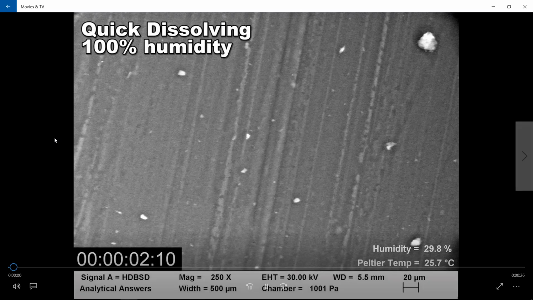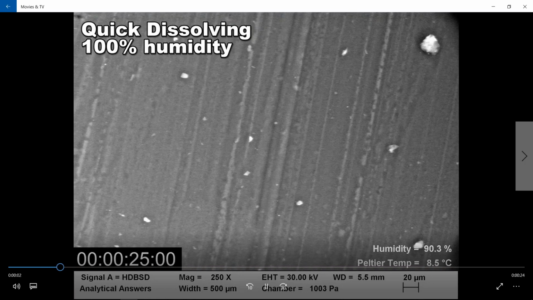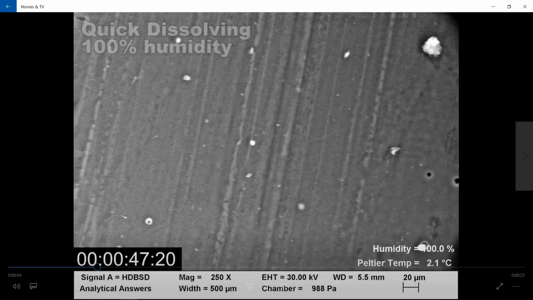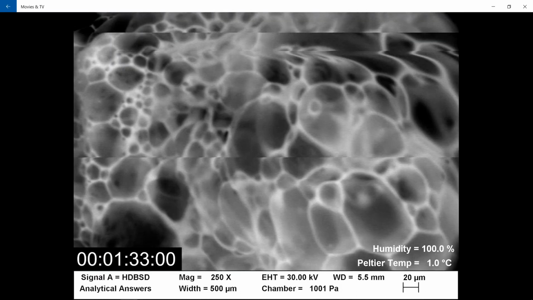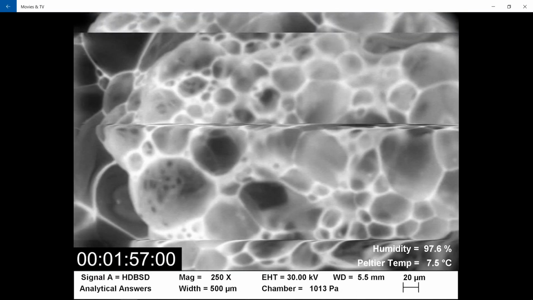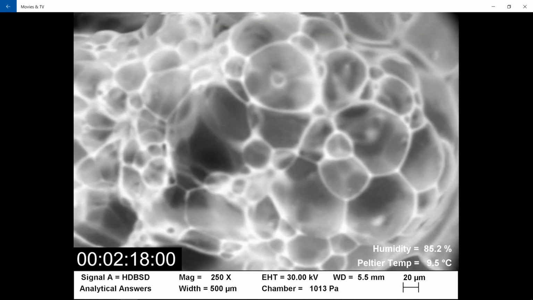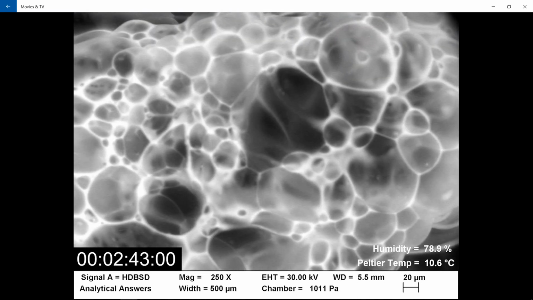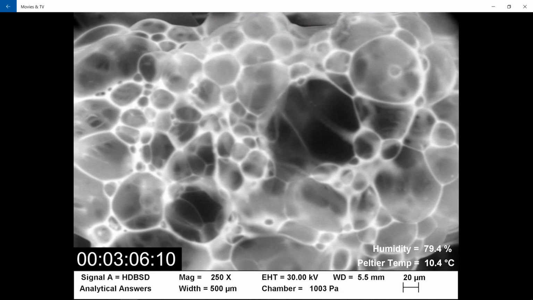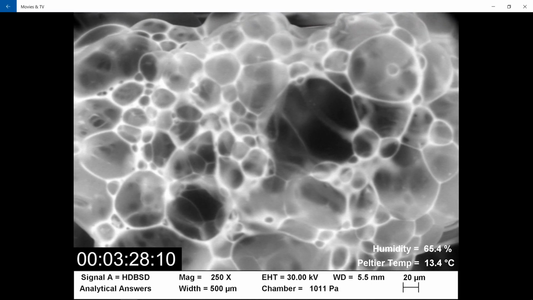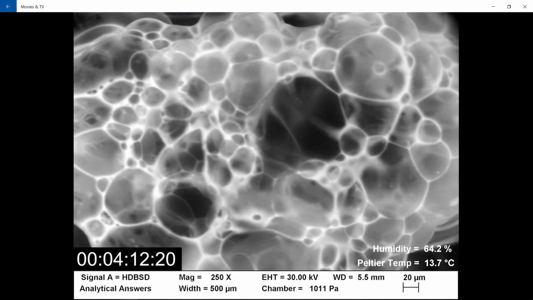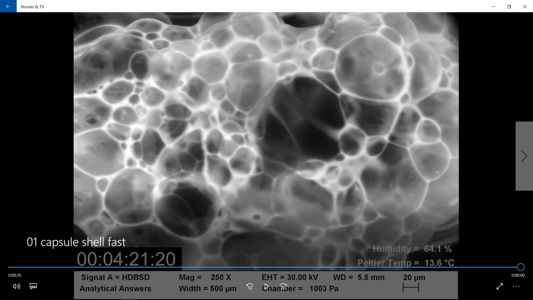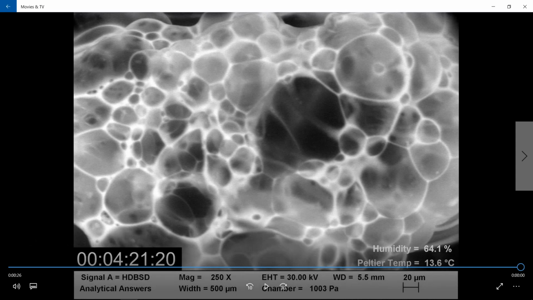So let's begin. Here's the quick dissolving capsule shell, and as promised, in just a little over a minute of exposure to 100% humidity, the entire thing completely dissolves and starts to gas and produce a large amount of bubbles, and then we start to reduce the humidity. This experiment went very, very quickly.